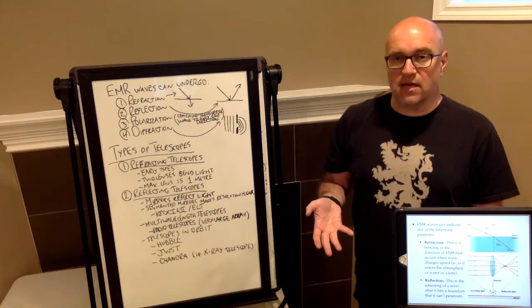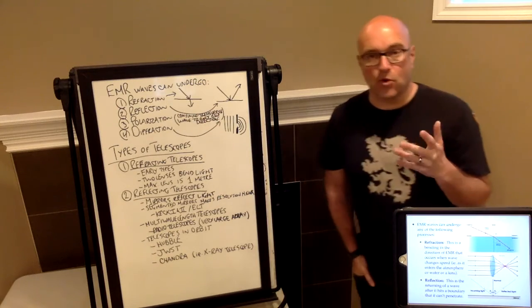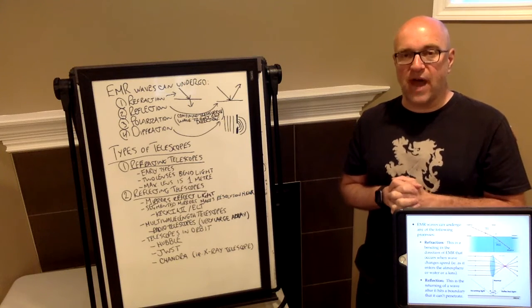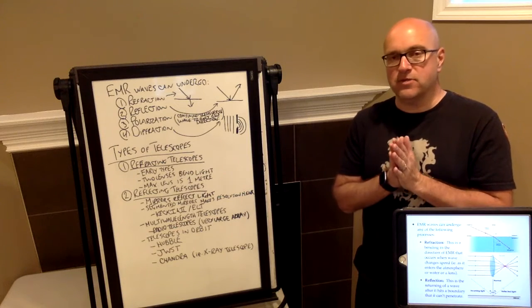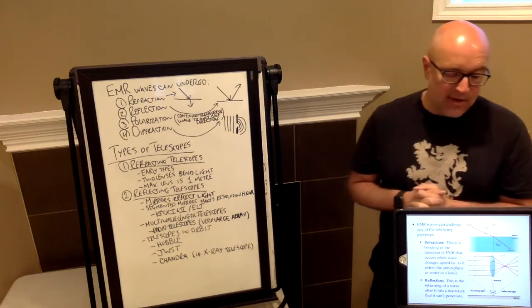So it's going to bend. Refraction is essentially a fancy word for bending light. The earliest telescopes used refraction techniques to bend light to show something that was far away. I'll get to it in a couple of seconds.